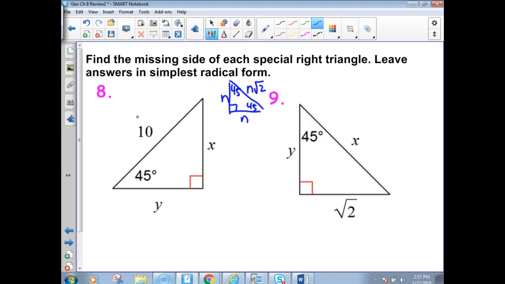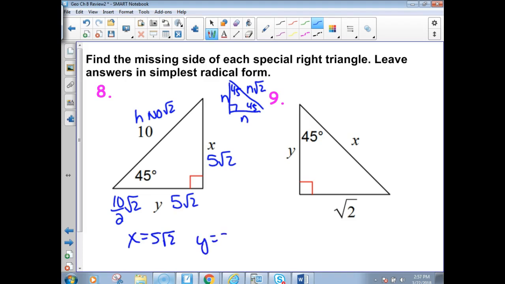This is the hypotenuse with no square root of 2 on it. Therefore, you are going to divide by 2 and put the square root of 2 on it to get the legs. Now, you can simplify that to 5 square roots of 2. So both x and y are 5 times the square root of 2.